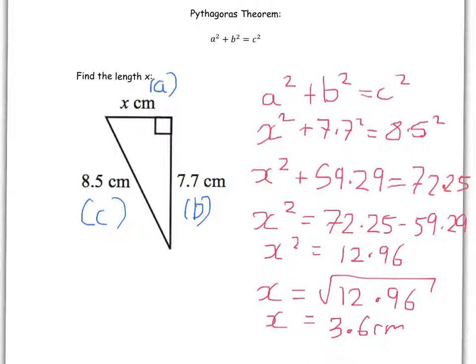Now this video has showed us how to find the shorter side of a triangle using Pythagoras' theorem. But remember, providing that you label the shape correctly, with the C always being opposite the right angle, you should have no problem in using a squared plus b squared equals c squared to find the shorter side of a triangle.